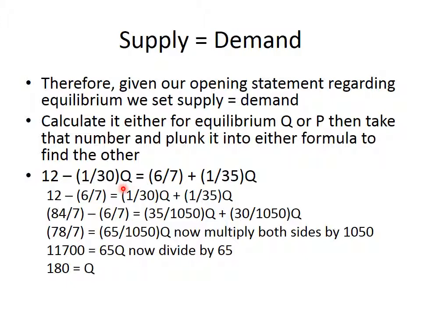In this case, we're using the basic functions. Here was the demand function. Here was the supply function. We simply walk through a little basic algebra. We bring the 6/7 over here. It becomes negative 12 minus 6/7 equals 1/30th q plus 1/35th q. We find the common denominator: 35/1,050th q plus 30/1,050th q equals 84/7 minus 6/7. 78/7 equals 65/1,050th q, which is, I'll grant you, I'm going to show you how we're going to get rid of that number altogether.